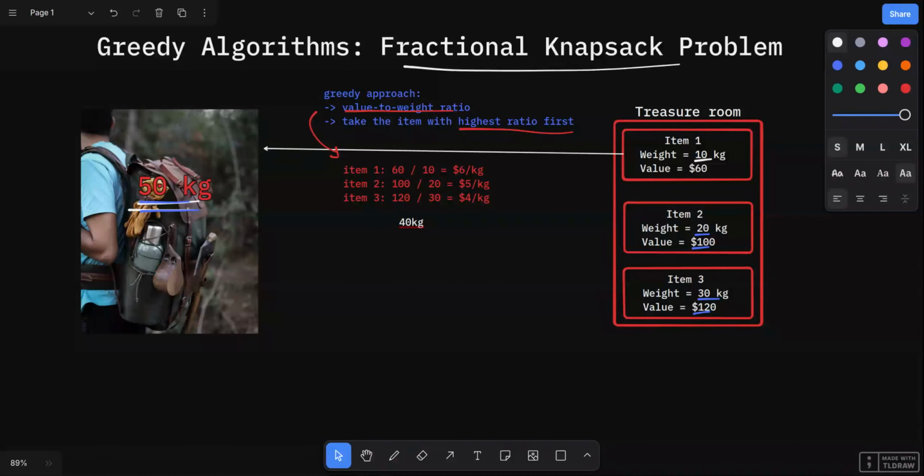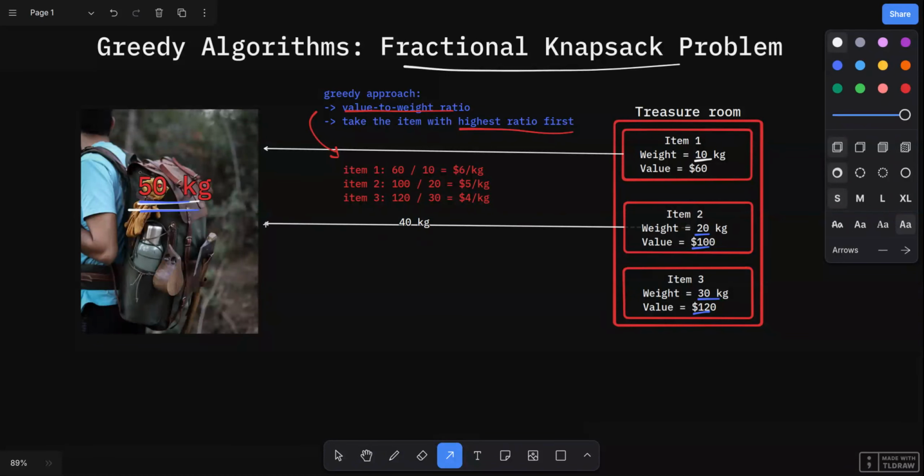And with the 40 kgs, what you need to do now is take item two, because it's the one that has the second highest value to weight ratio, which is $5 per kg. And we're going to take all the 20 kilograms from our treasure room. So we take all the 20 kilograms, then we're going to add a value of $100 to our knapsack, and we're going to have 20 kilograms left, right? So we have now 20 kilograms left.